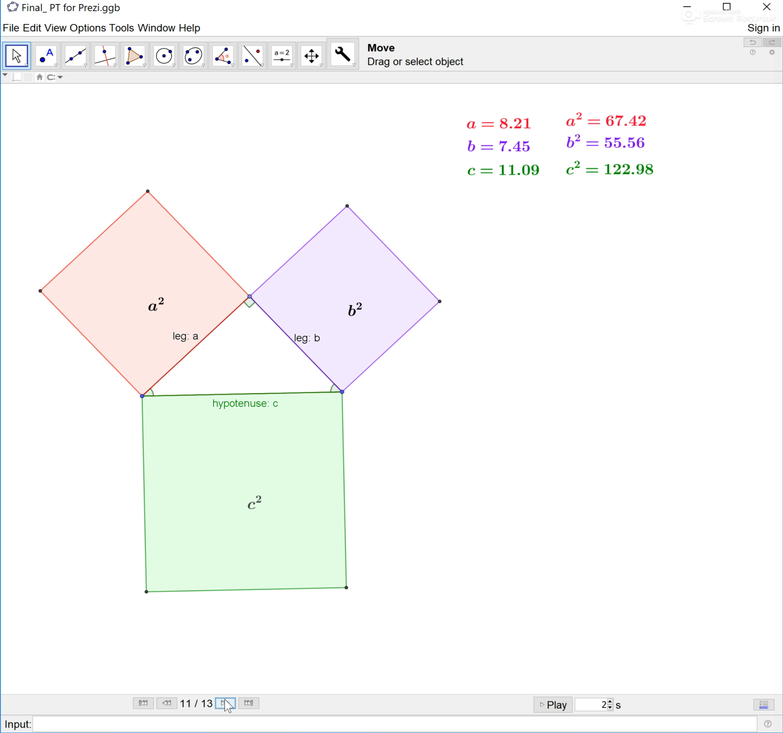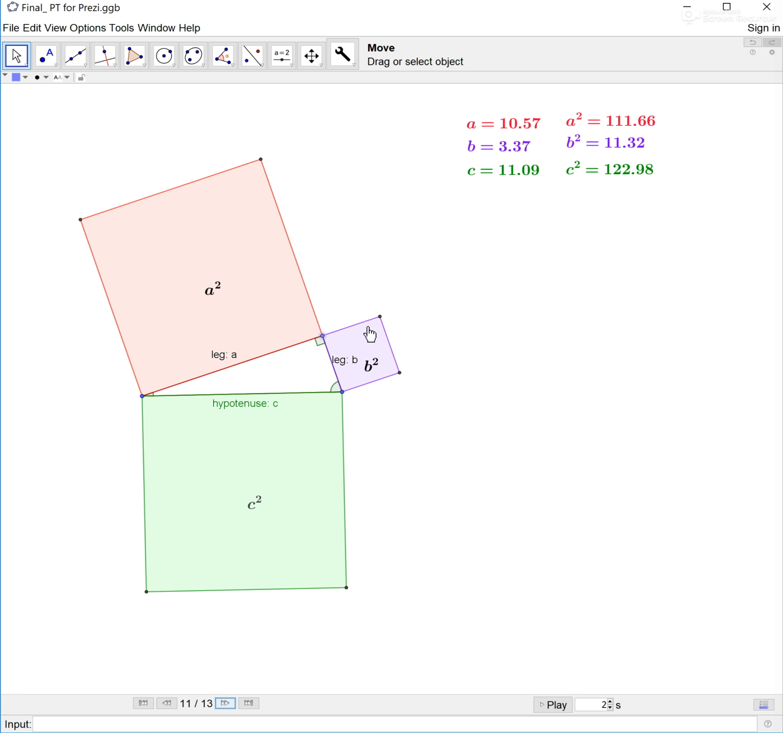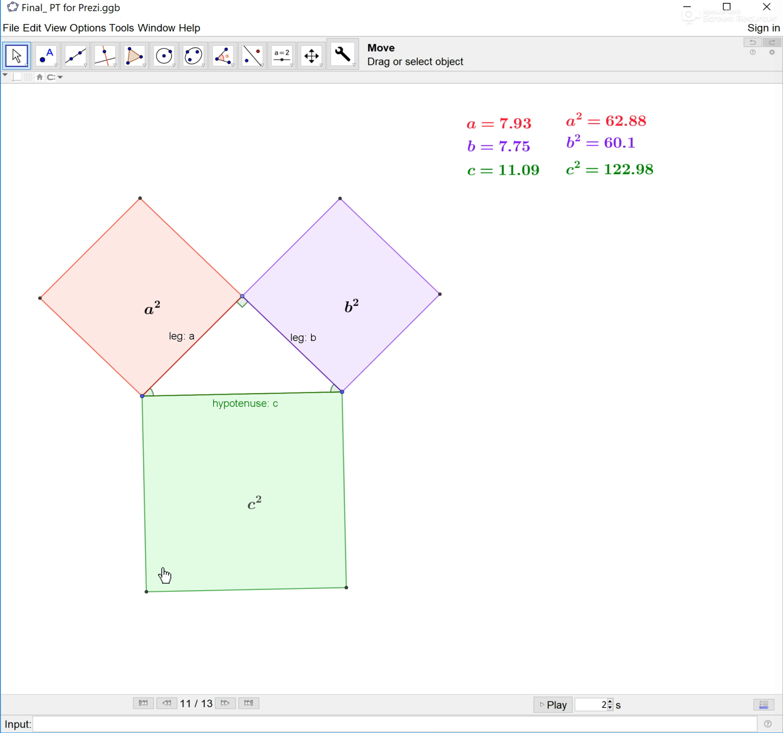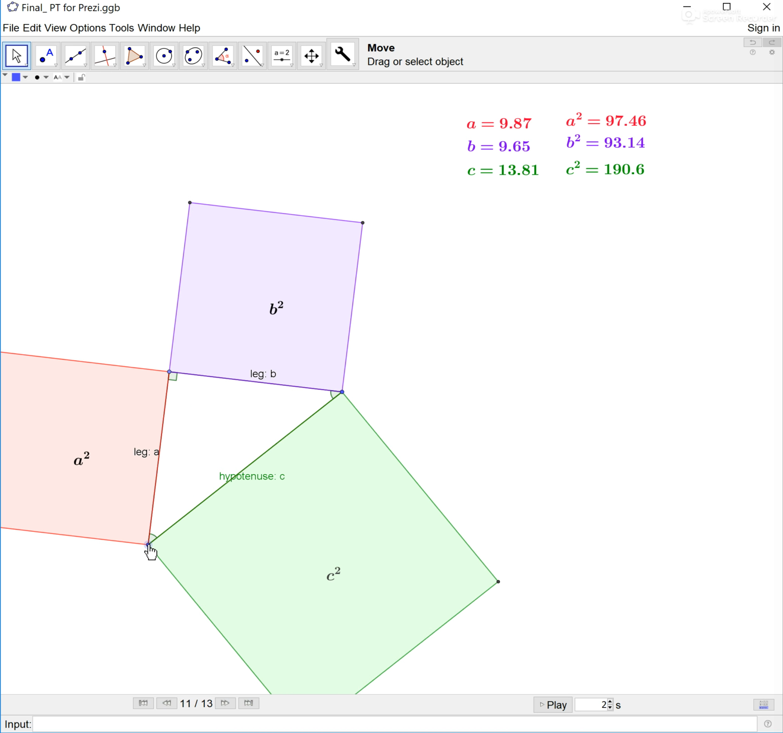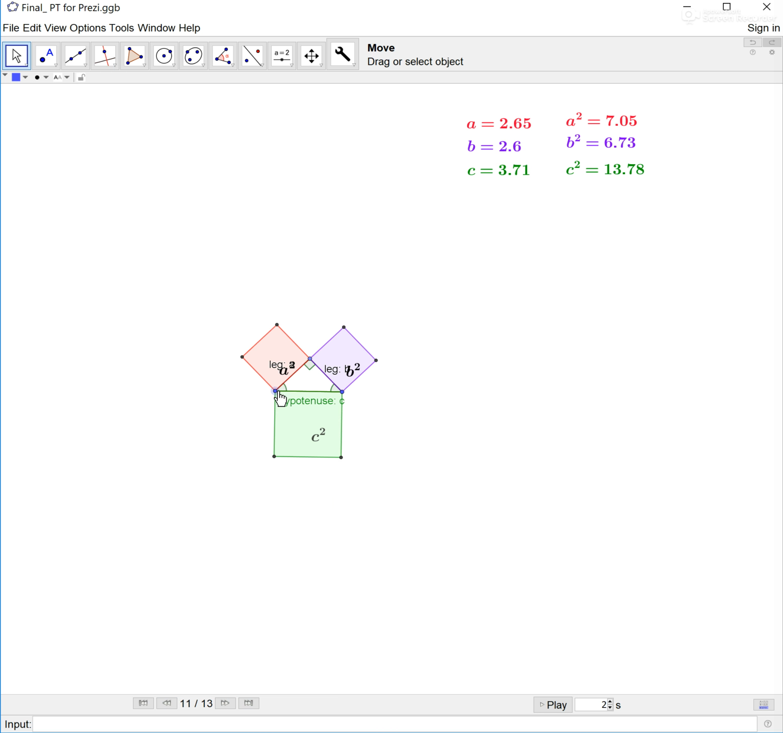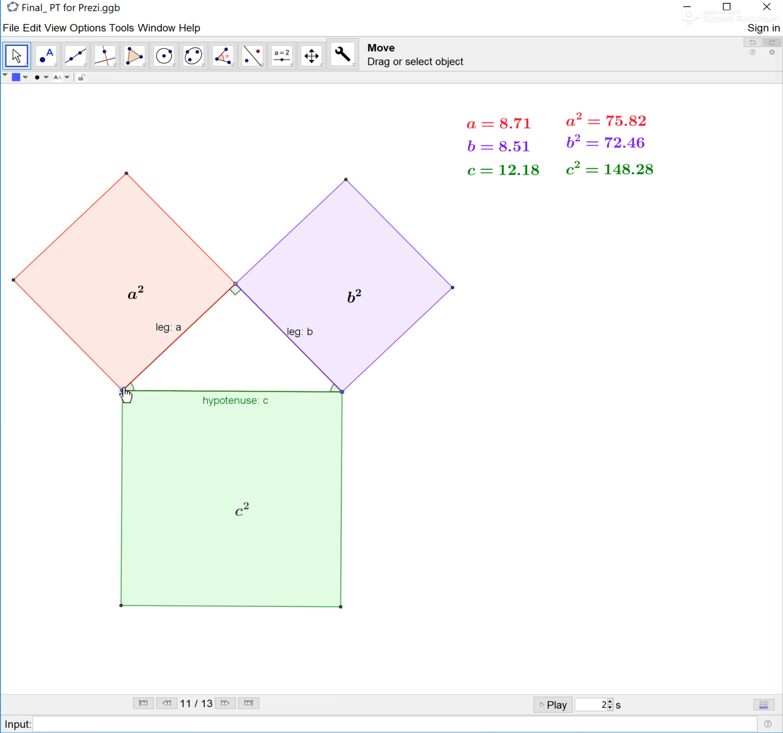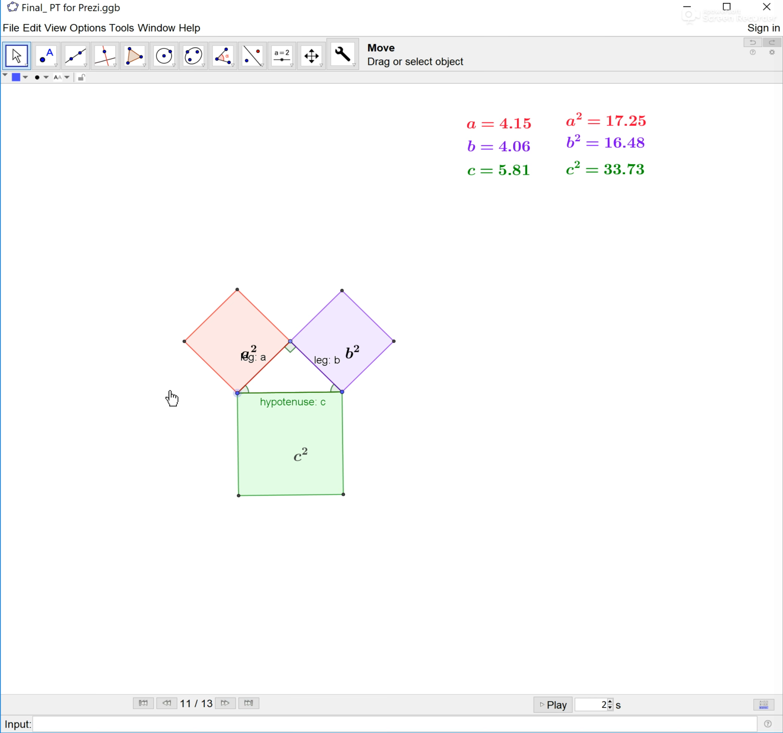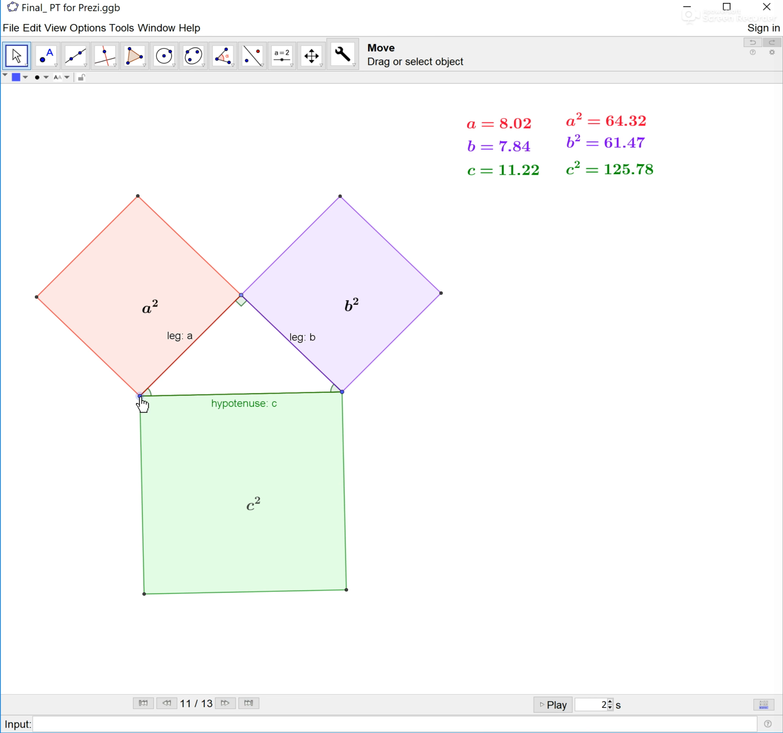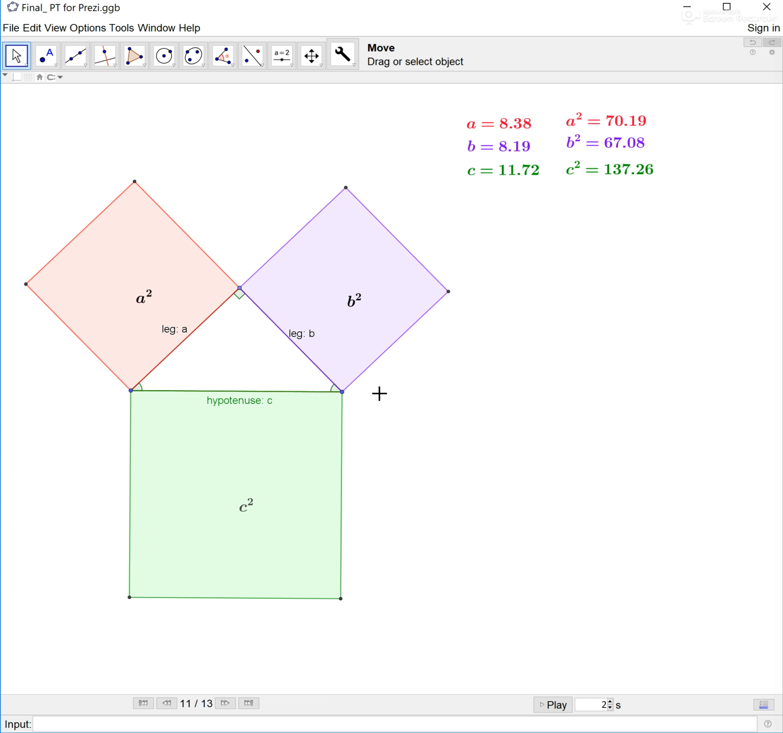Now C works slightly differently. I'm not moving C as I make A and B bigger. I can shift it and shrink it in and out to change the area of our C, because our hypotenuse didn't change lengths. Our legs changed lengths originally.